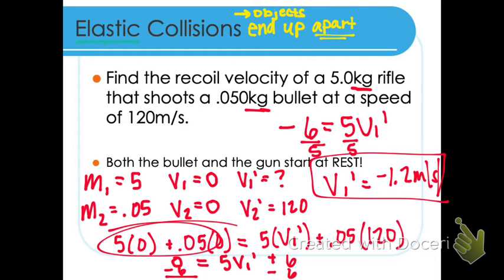Okay? The thing you have to know about elastic collisions is that these two objects are going to end up apart. We're going to look at another type of collision in which they end up together. But these are collisions in which they end up apart.